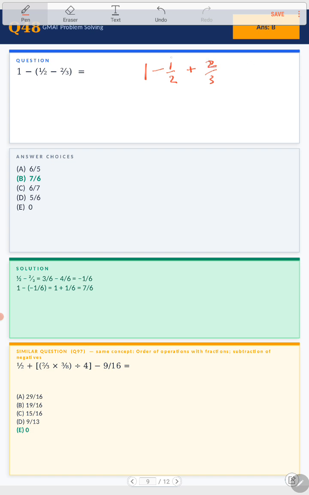Maybe that could be faster if you solve this first, because you don't need to think about this. It's half, then half of 2 over 3. Then the LCM of 2 and 3 is 6. So this going here 3 plus this going here 4. That's 7 over 6. Same 7 over 6 anyway.